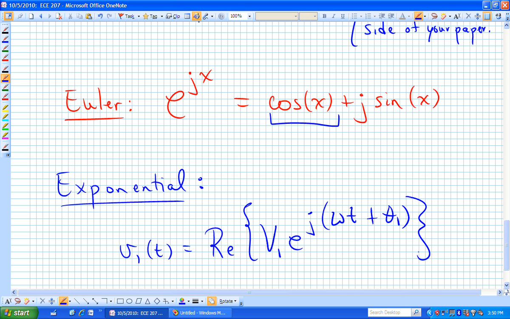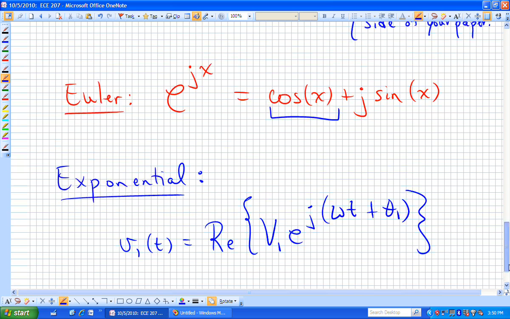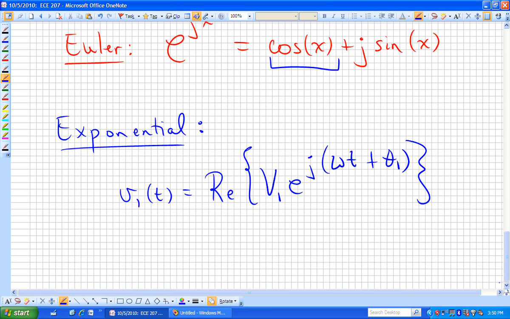Is that consistent with what I had for v sub 1 before? V sub 1 of t was a magnitude V sub 1 times cosine of the argument omega t plus theta sub 1. If you now apply Euler to this, you'll get cosine x plus j sine x, where x is equal to omega t plus theta 1. You take the real part of that, and out comes v sub 1 of t. But what we'll be able to do is do our analysis inside the curly braces, and then at the end, if we need it, find the real part of that, and that's what we have in terms of a voltage across an inductor or current through one of these devices, if we want it.